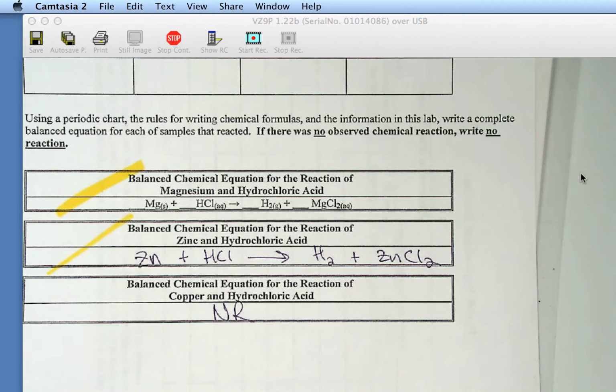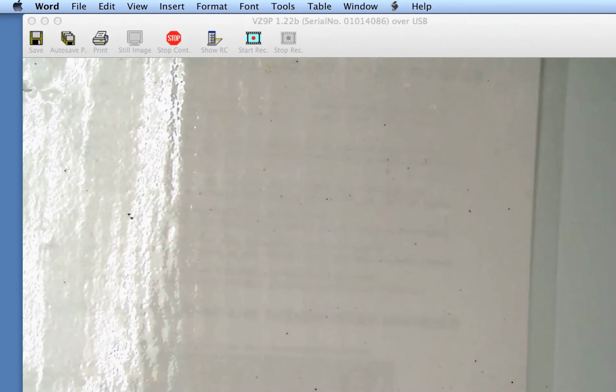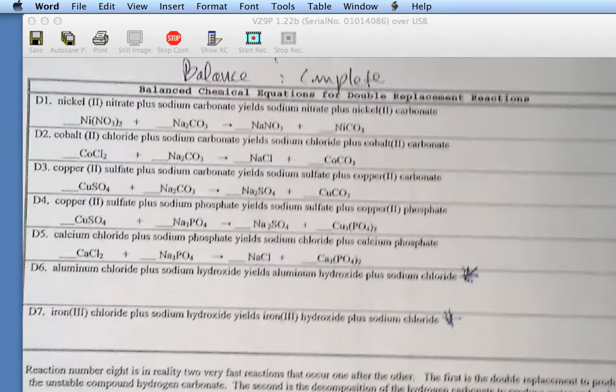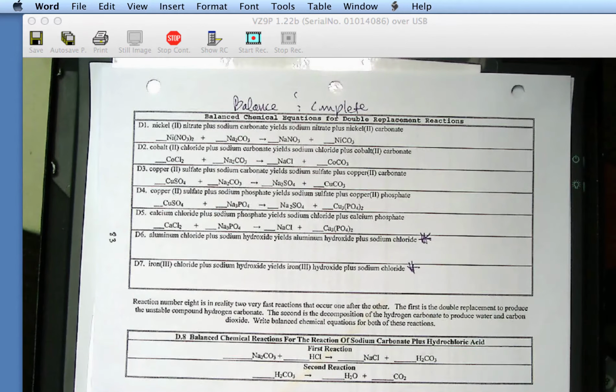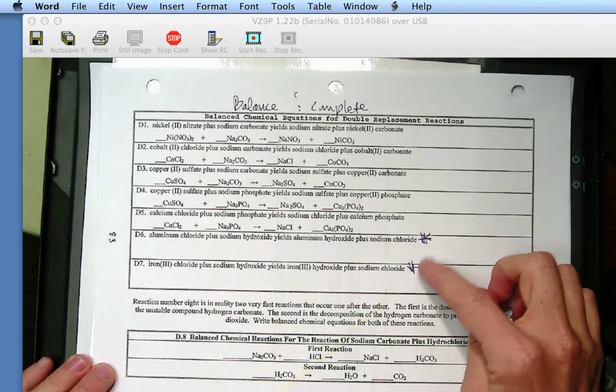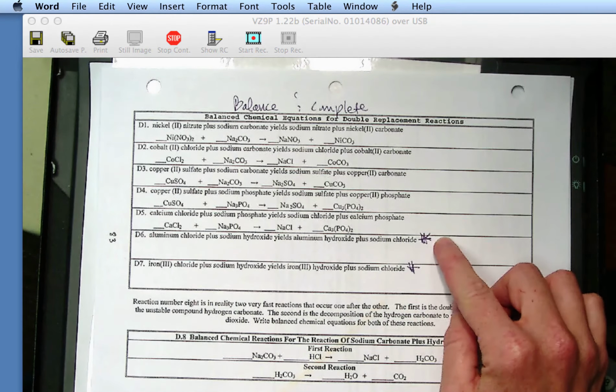Page 82. These are just observations, so leave that completely blank. On page 83, this is similar to the pre-lab. All of these need to be balanced and completed. Some of them have the formulas already written out. D6 and D7, you need to write the formulas and you need to balance them. So that's like the pre-lab. Some of these might already be balanced, but double check to be sure.